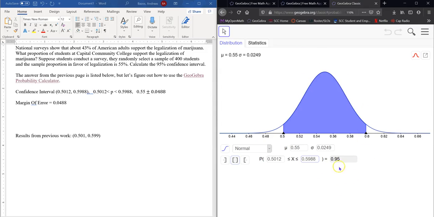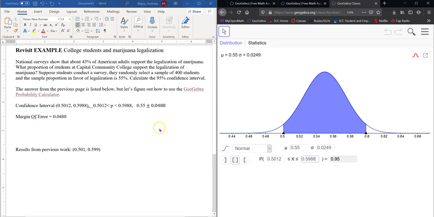We are 95% confident because all of our possible samples of this size are contained in between these two. We are 95% confident that the true population proportion of Capital Community College students who support the legalization of marijuana is contained within these two numbers, from 50% to 60%. All right, so I'm just trying to bring up big picture ideas. I hope that helps. Good luck, everybody. Bye.